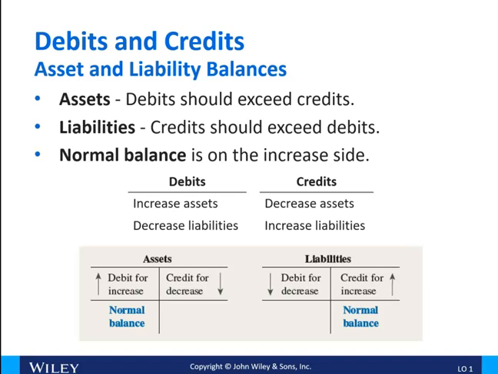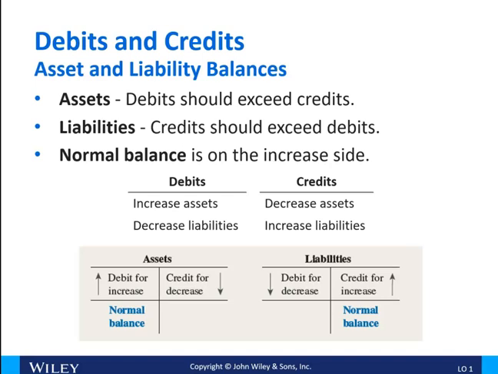Asset and liability balances. So assets, debits should exceed credits. Okay, so most assets have a normal debit balance. Liabilities, credits should exceed debits, so they have a normal credit balance. And the normal balance that I just spoke of is the side of the account that is the increase side. So debits increase assets, credits decrease assets. Debits decrease liabilities, credits increase liabilities.